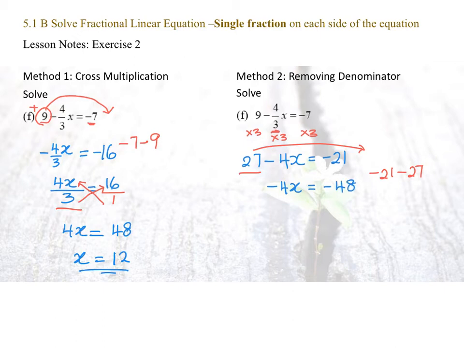negative 48. Notice that both sides have a negative number, so I can multiply by negative 1 to get rid of the negative sign. And then now 4 units of x is equal to 48. 1 unit will be equal to 48 divided by 4. And we have the answer.